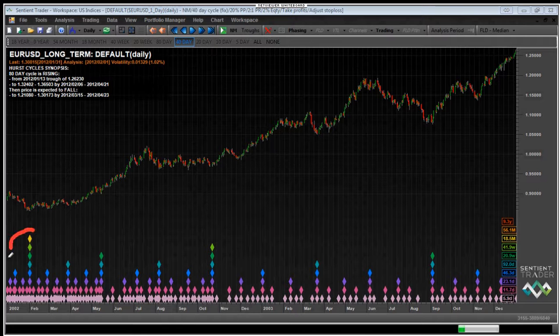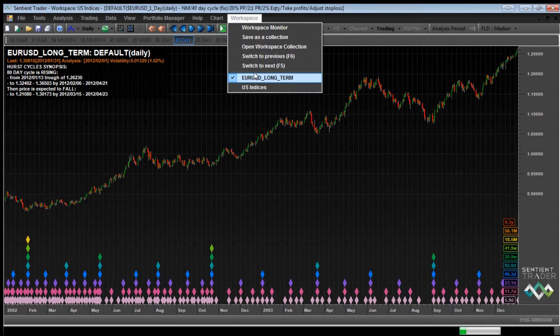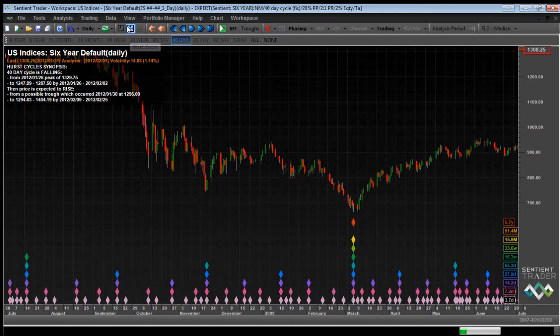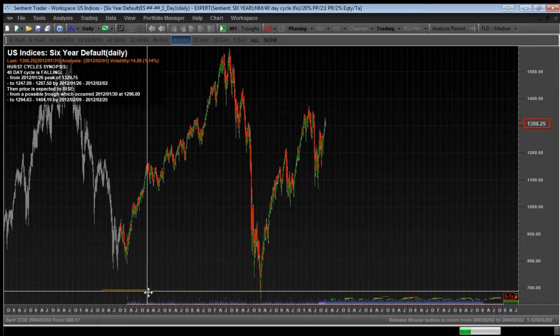But why cycles happen, I don't know. But certainly there are reasons, I believe. Let's have a look at what happened in 2002 to 2003 in the euro to US dollar. There's an 18-month cycle trough in February 2002. A 40-week cycle trough in October 2002, and in September 2003 a 20-week cycle trough.